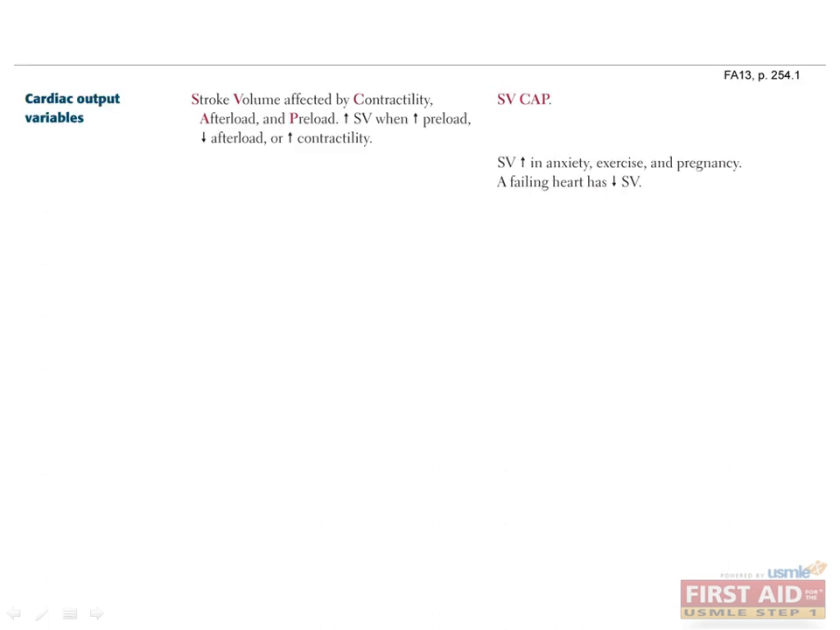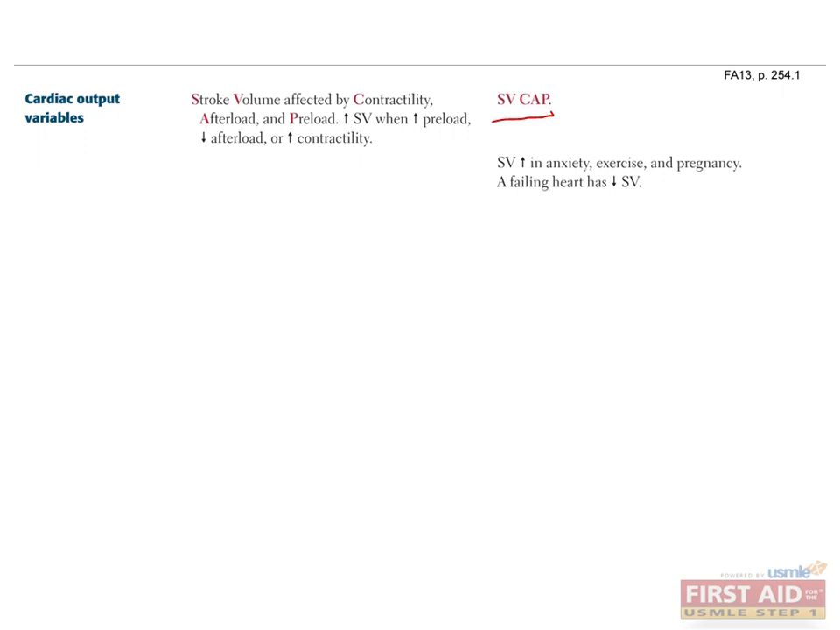Let's talk about cardiac output in more detail. This next fact really ties together a lot of the important information about cardiac output. The three most important variables to remember are contractility, afterload, and preload, which can be remembered with this mnemonic, SV CAP. Before we get into specifics, let's just review what each of these means.